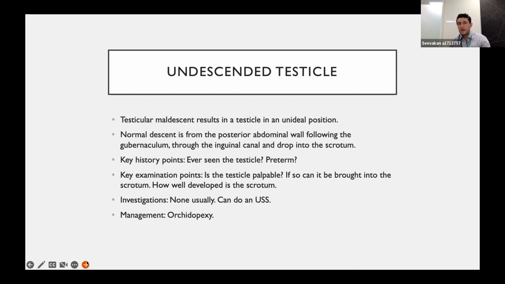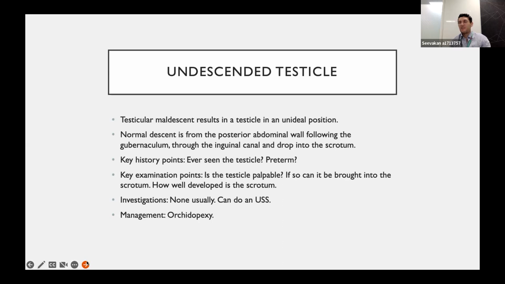The key examination point is whether or not it's palpable. If you can't feel the testicle, then the child's either going to need an ultrasound to find the testicle, or an operation to put in a laparoscope to see if you can find it on the inside. If you can feel the testicle, then the key decision point is, can you bring the testicle all the way down to the scrotum? If you can, then it doesn't need an operation. If you can't, it needs one.